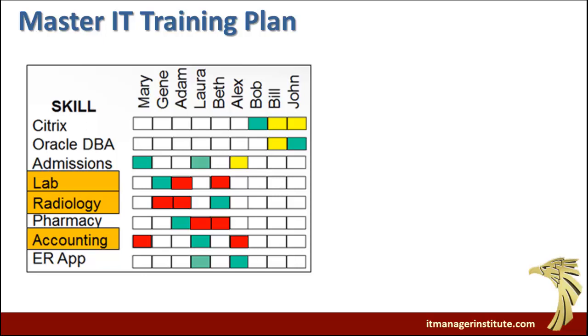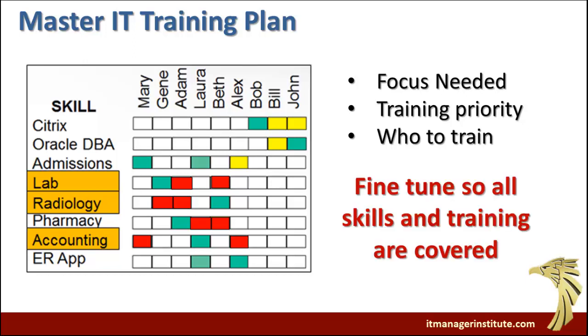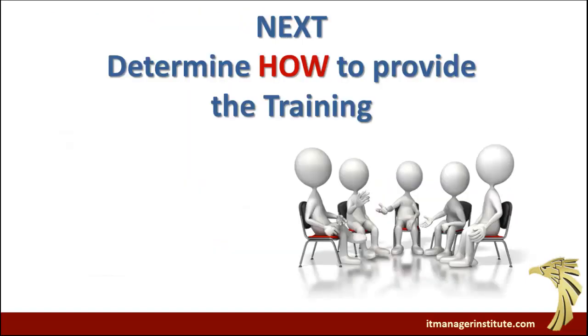And you're also going to be able to see who you're going to develop or target to develop training for each specific skill item. All right, so it identifies the focus that's needed. It identifies the training priority that you've identified, and it's also identifying who you're going to train. Fine-tune this so that all the skills and training are covered from your master matrix.